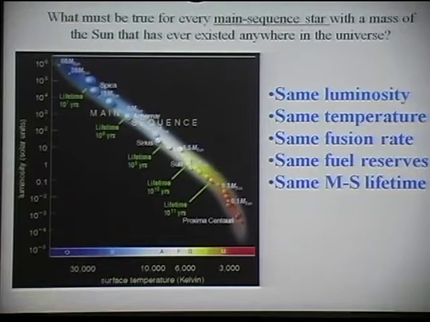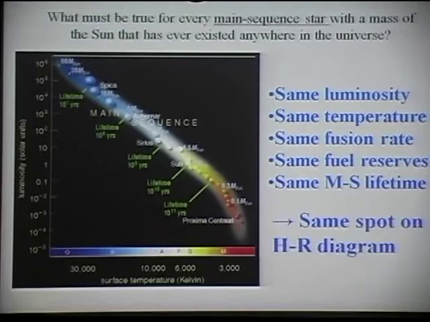The main sequence is the locus on this plot of stars that are stable. Gravity can't squeeze them any tighter because they're hot enough inside to resist gravity. That's the key to our main sequence. Okay? So every star like the sun that has ever existed anywhere in the universe, any time in the history of the universe, will land at the same spot on the main sequence. That's the physics of stars.